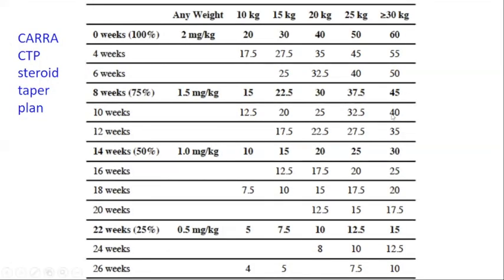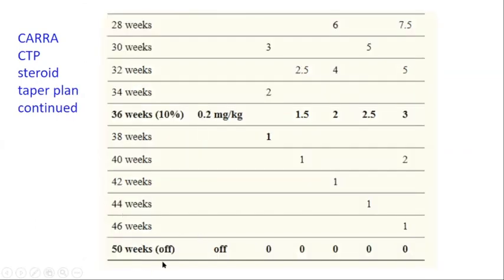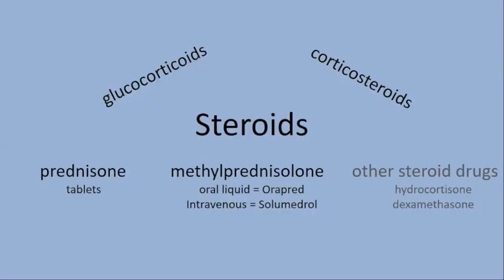Just so you're aware, we have a tapering plan for how to reduce the dose of oral steroids for patients who are on the treatment plans. And depending on how much the child weighs, we reduce the dose at a specific time frame. And the plan for all of the treatment protocols is that patients would be off oral steroids in 50 weeks or about a year. So let's go into detail about steroids.